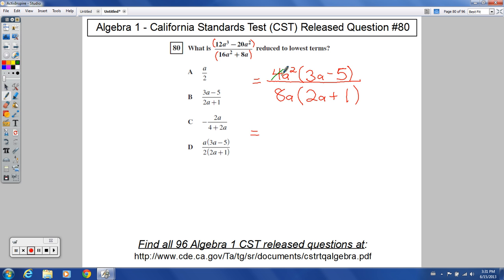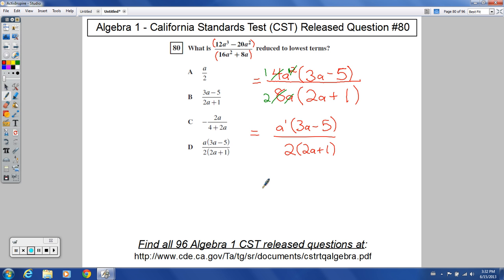We can reduce the 4 and the 8. Those coefficients can be reduced to 1 and a 2. And then you've got a single a here canceling out with a single a here. That means it's like a to the first power now instead. So let's make sense of what we have left. I've got just a to the first power times 3a minus 5. On the bottom I've got just a plain old 2 times 2a plus 1.